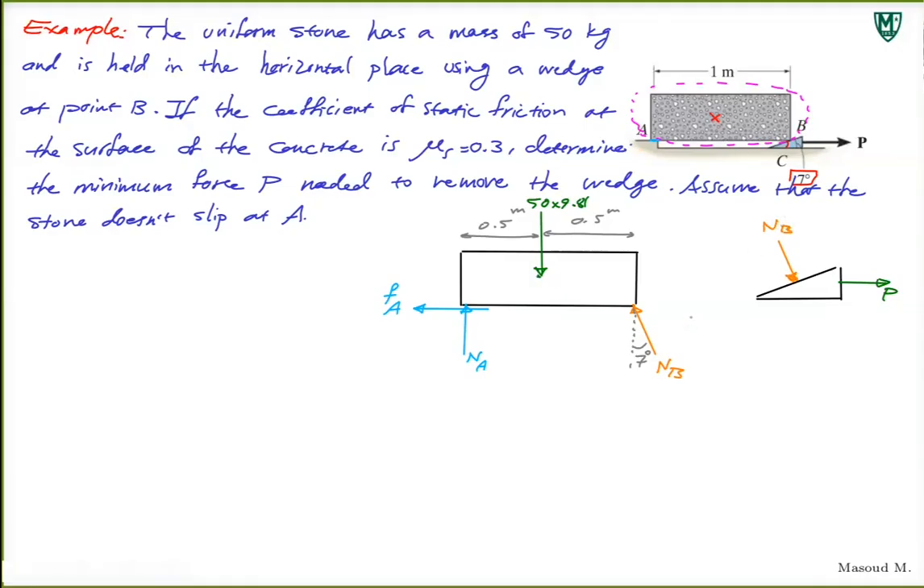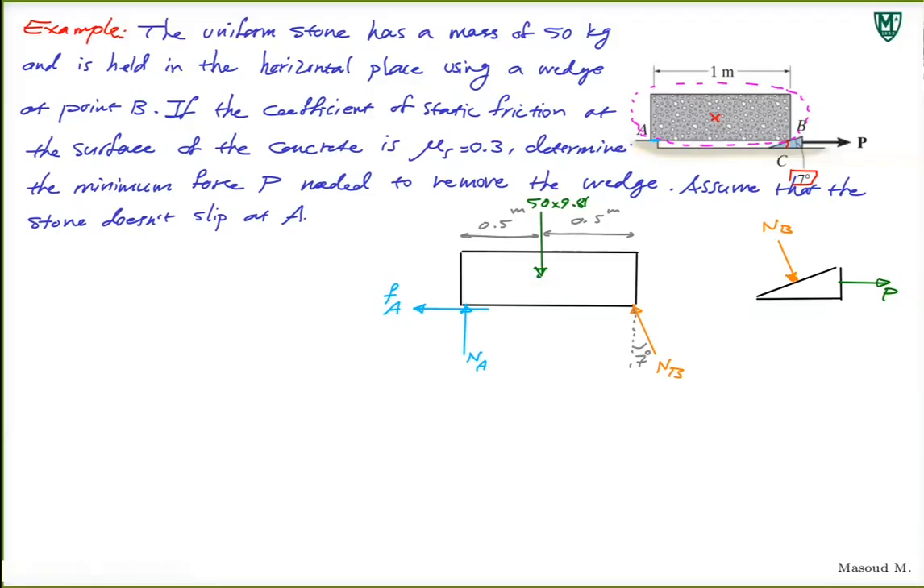Just want to practice drawing free body diagram. Since P is pulling the wedge to the right, we have two sets of friction. One applied between the wedge and the surface, and one applied between the wedge and the stone.